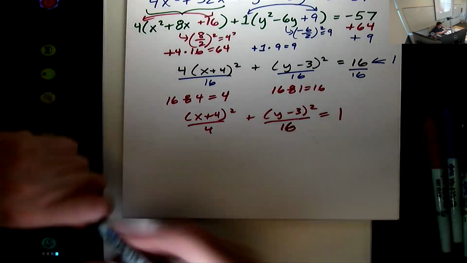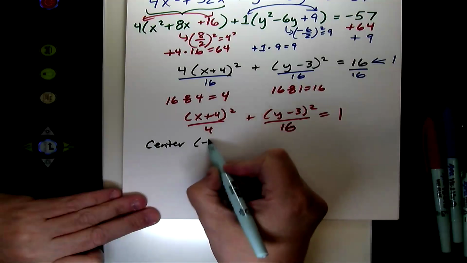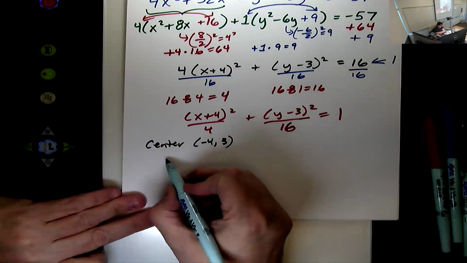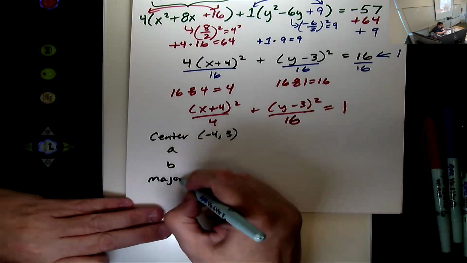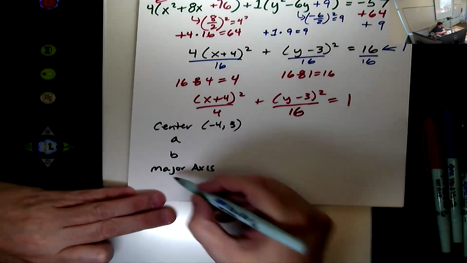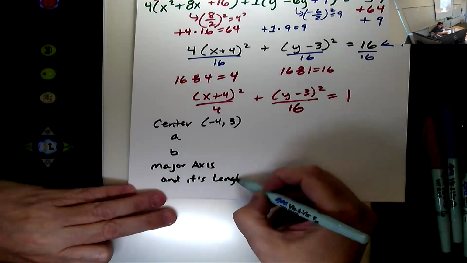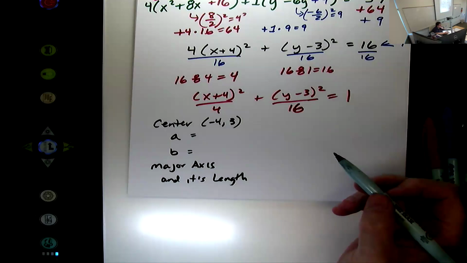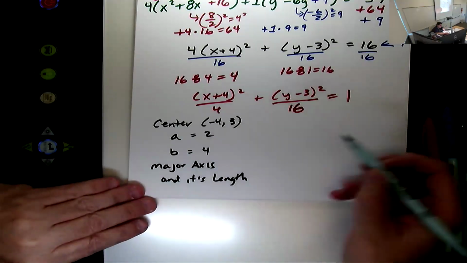So center, -4, +3. Good. A and B. And major axis and its length. Let's do that. What's A and B? 2 and 4.